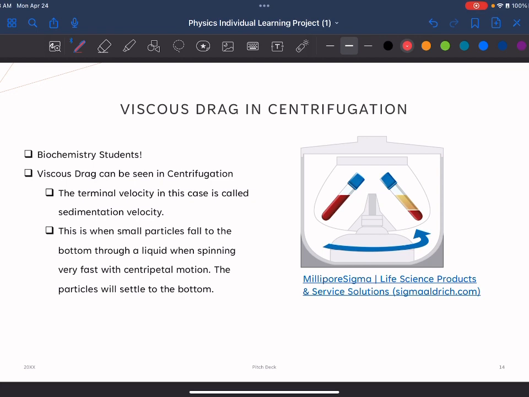So the last part that I have is our viscous drag in centrifugation. This is something we did in biochem this year. So our viscous drag can be seen in centrifugation. The terminal velocity in this case is the sedimentation velocity, which is just another name for our terminal velocity. This is when small particles fall to the bottom through a liquid when spinning fast, and the particles will settle on the bottom here, as we can see with the blood, to separate out the blood and the plasma. So the blood is more dense and will move to the bottom, whereas the plasma is less dense and will stay up towards the top.